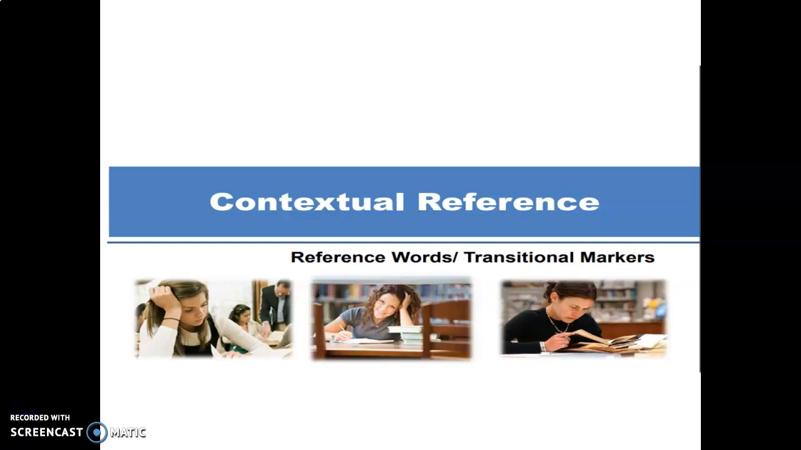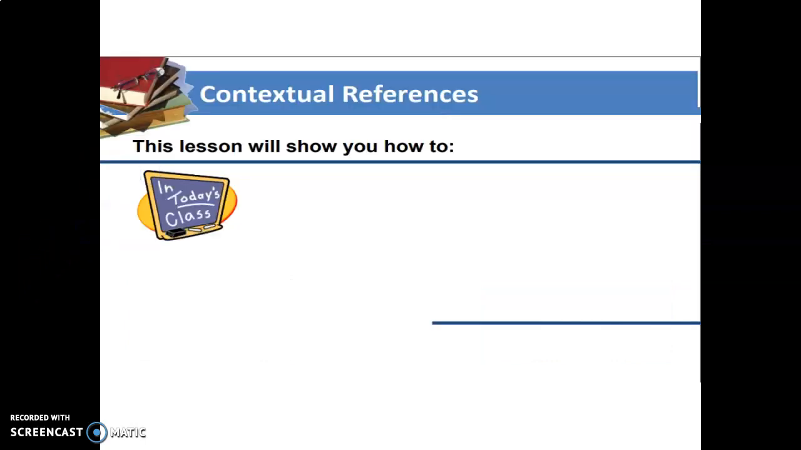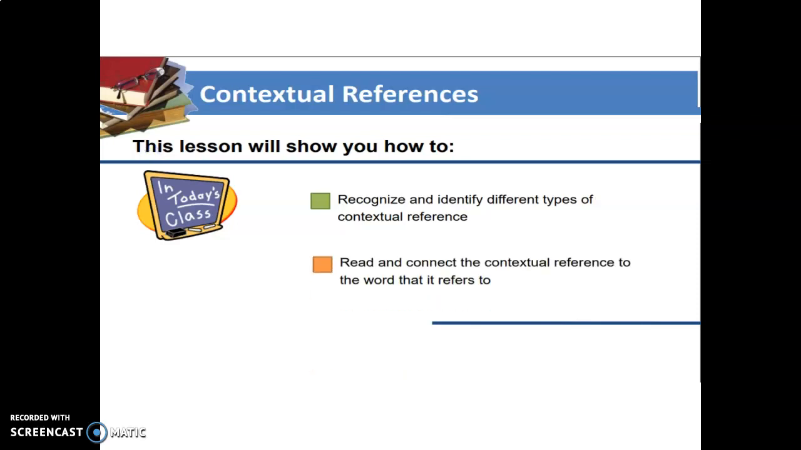In this lesson, we'll talk about contextual references. They are also known as reference words and transitional markers, even reference signals. This lesson will show you how to recognize and identify different types of contextual reference, and read and connect the contextual reference to the word that it refers to.